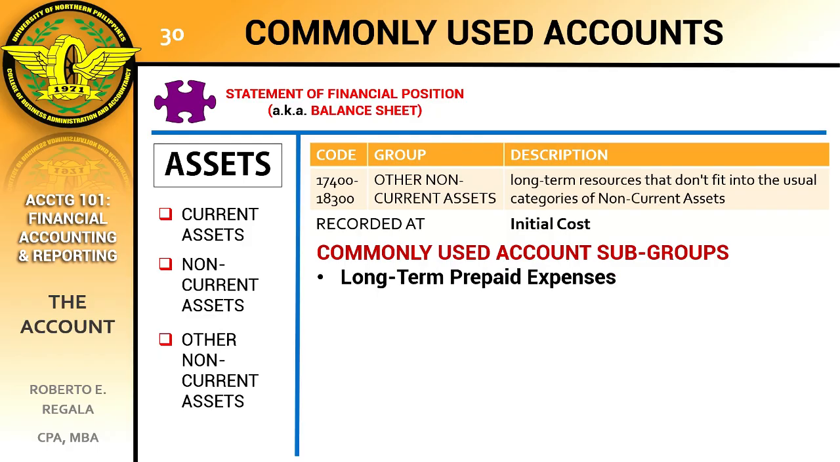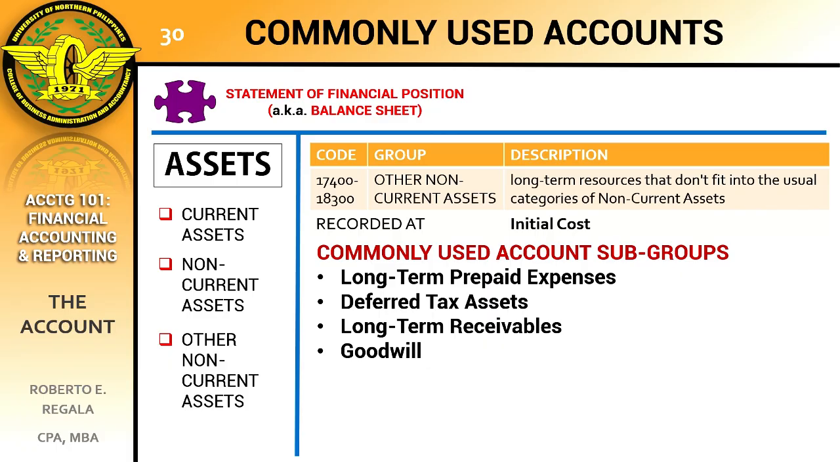Long-term prepaid expenses. These are payments made for services or goods that will be received over a period longer than a year. Think of multi-year insurance premiums or long-term leases. Deferred tax assets. These come up when a company has paid more taxes than it owes. The extra payment can be used to reduce future tax bills. Long-term receivables. This is money that is owed to the company but won't be paid back for more than a year, such as loans to employees or other companies.